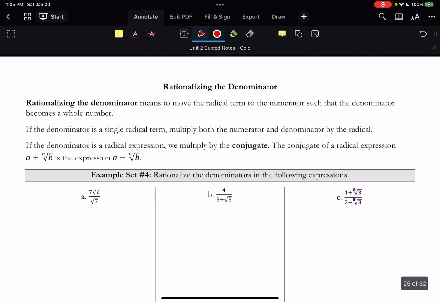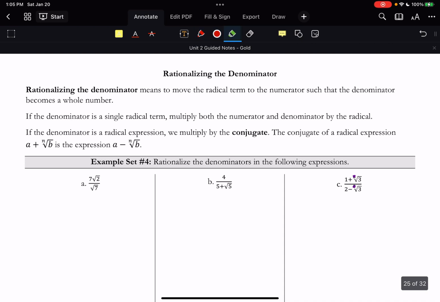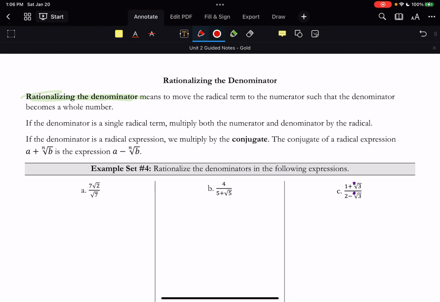Okay, so that brings us to rationalizing the denominator. By definition, what it means is to move the radical term to the numerator so that the denominator becomes a whole number. So from here on out, we will always be rationalizing the denominator. If you ever get a solution and you have a radical term in the denominator, you need to get it out by using this method of rationalizing.